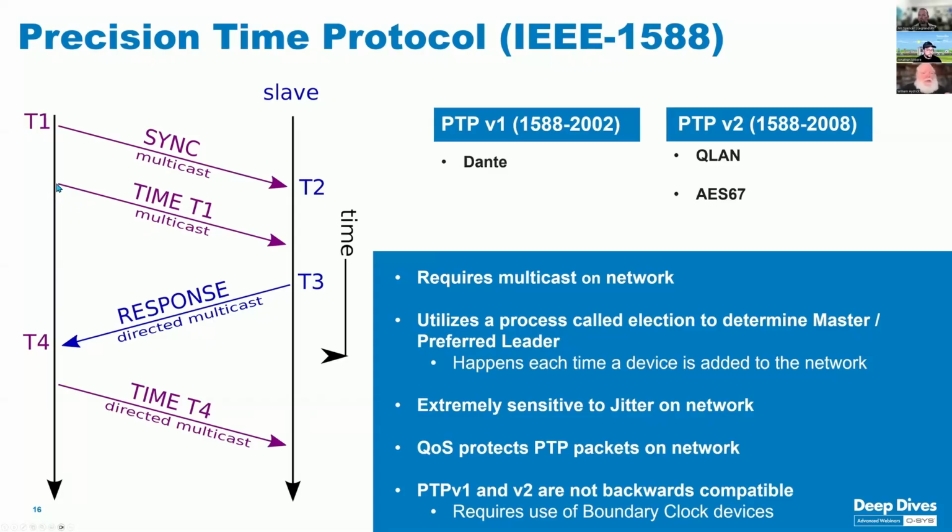And so we have to make sure that our network infrastructure is built to handle that. Okay, so PTP requires multicast on the network. It uses an algorithm called the BMCA, or the Best Master Clock Algorithm. And this algorithm runs every single time a new device, especially a new PTP device, is discovered on the network. So that BMCA will run every single time, and it will select the best clock based on a set of factors. And it's extremely sensitive to jitter on the network.